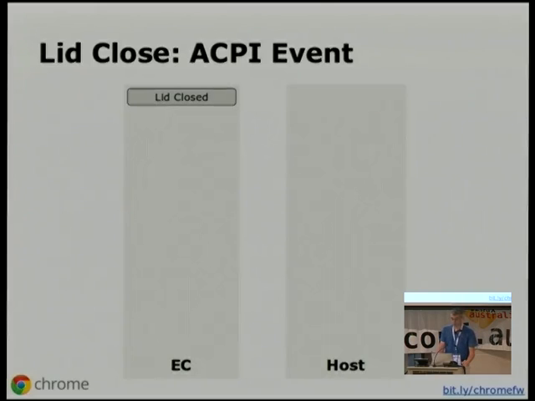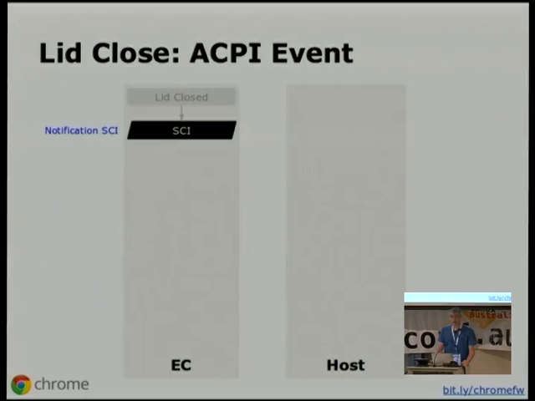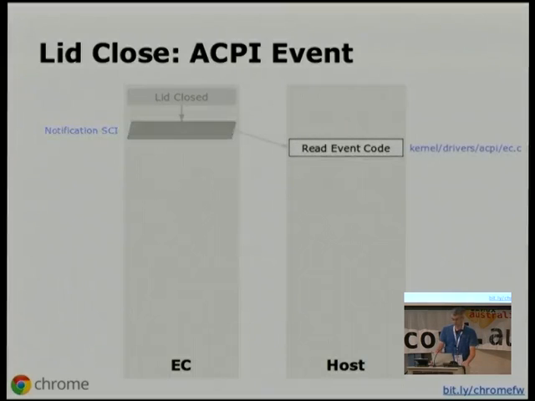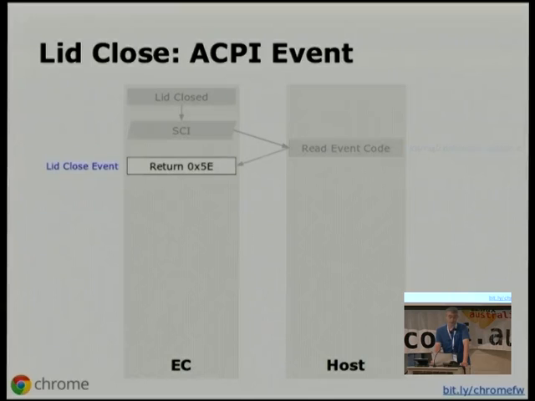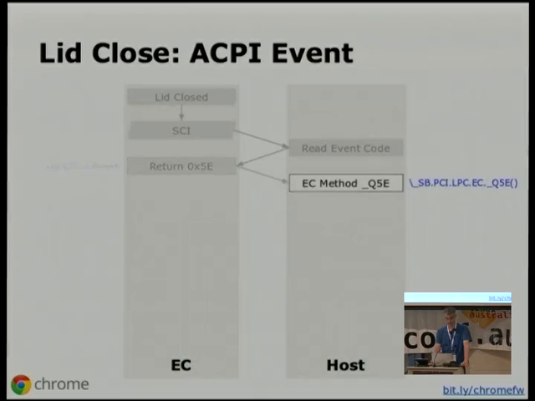So in this case, we start with a lid close event. The EC will generate an SCI to the host. This is a notification SCI, which is a little different from a completion SCI. The host will say OK. The embedded controller driver in the kernel will go and attempt to read the event code from the embedded controller. The embedded controller will say, OK, the event that I've got for you is this magic 5E. This actually corresponds to the lid close event on this laptop in front of me. It'll return back this 5E code.